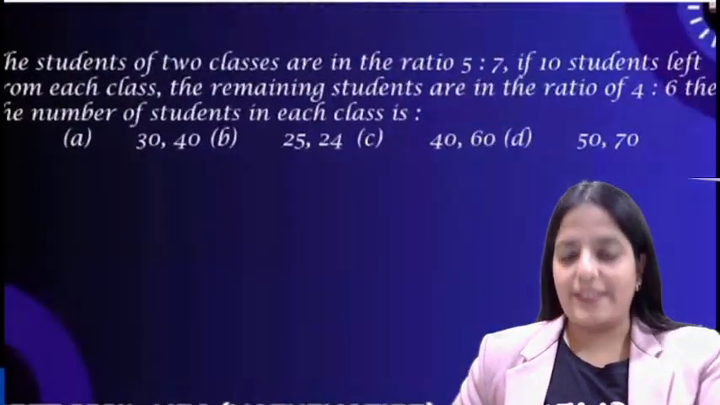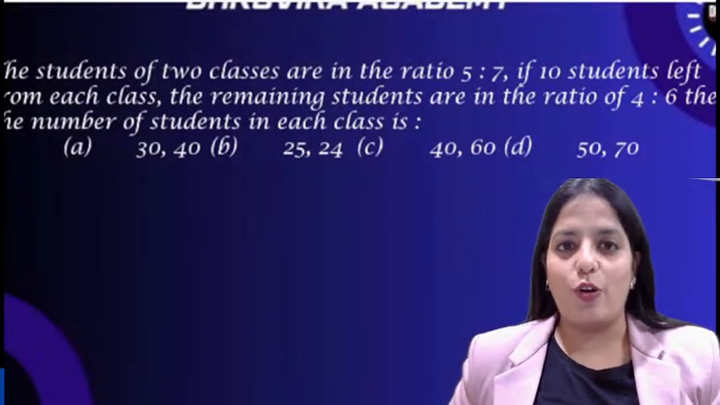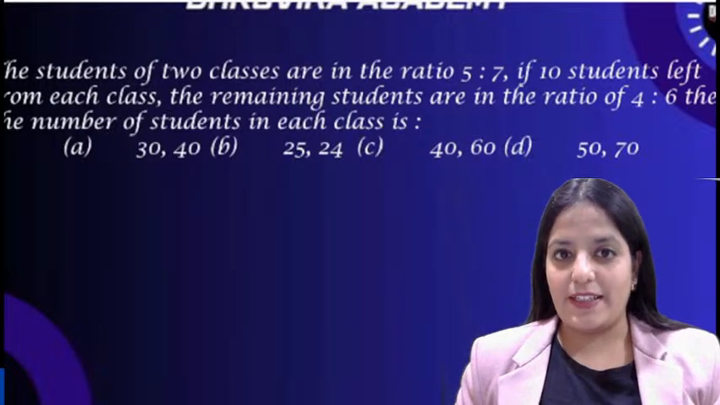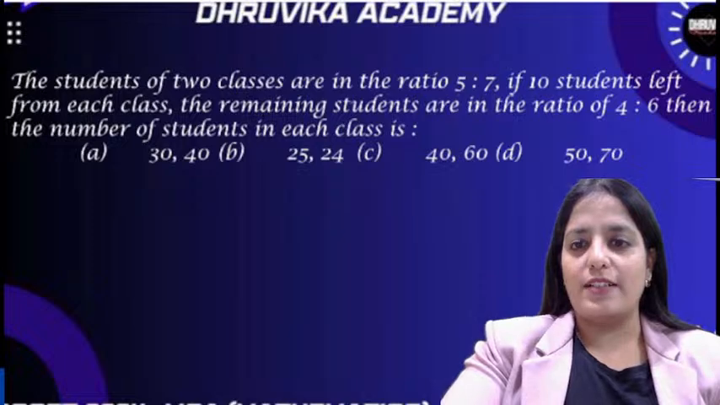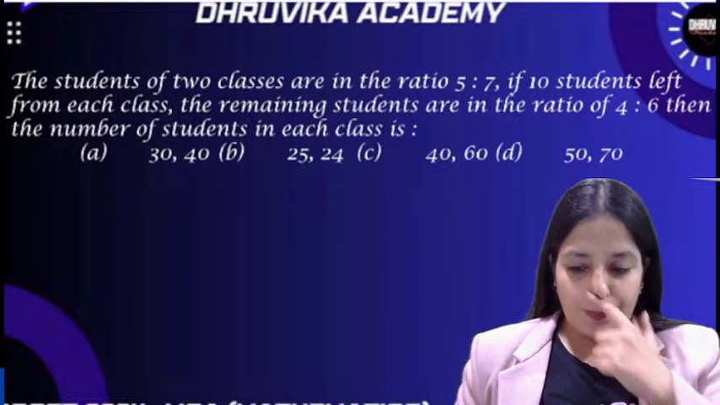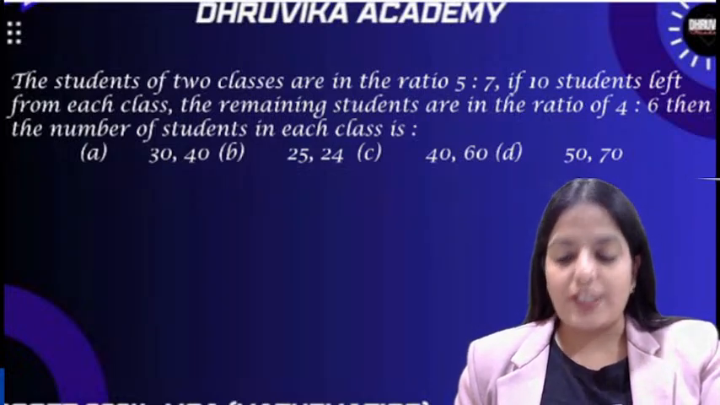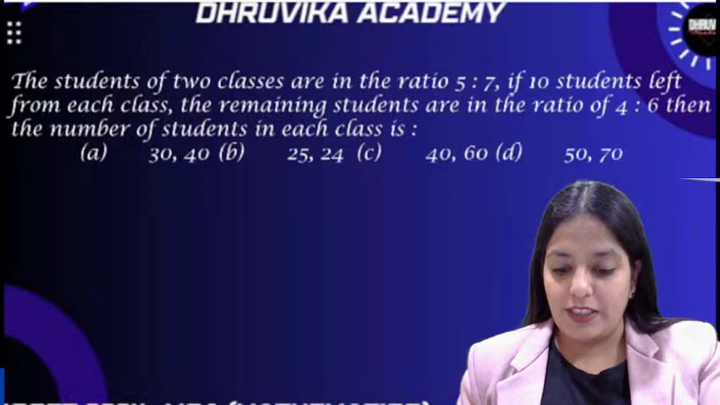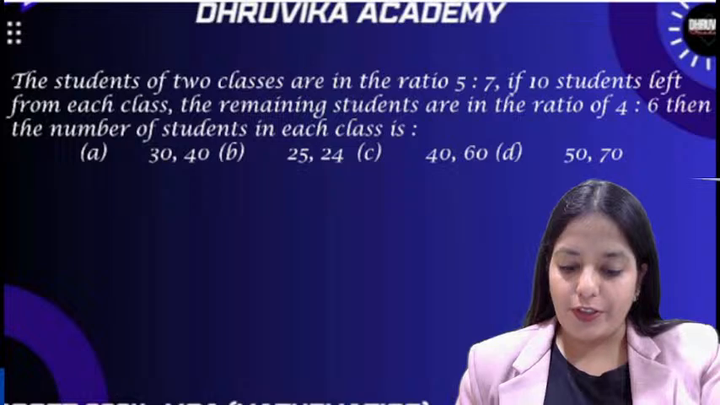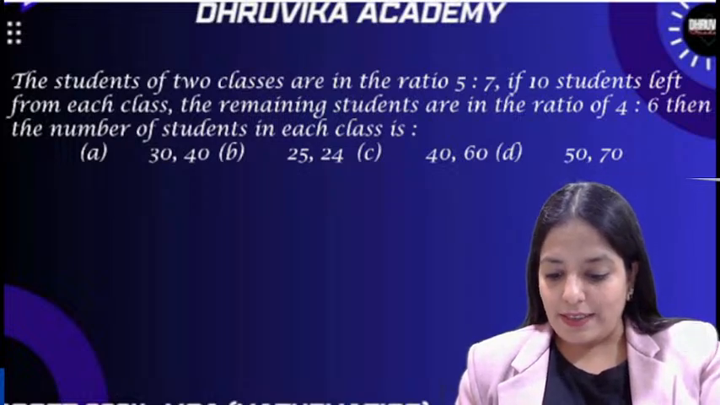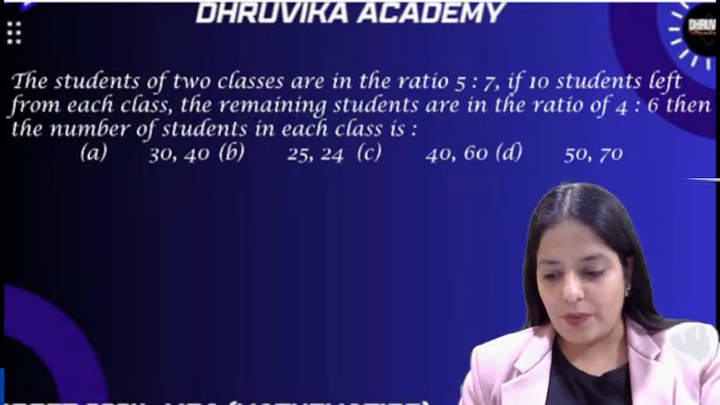So let's start. The first question of today's session is on your screen. It says the students of two classes are in the ratio 5:7. If 10 students left from each class, the remaining students are in the ratio of 4:6. Then the number of students in each class is.